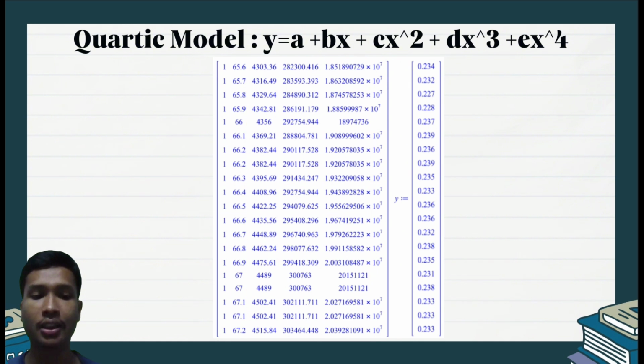For example, if I enter 165.6, 4303.36, 282,300.416 and 1.851890729 times 10 to the power of 7 for the quartic model, I will get y, which is 0.234.